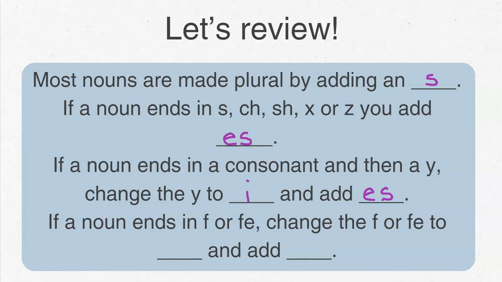If a noun ends in F or FE, change the F or FE to what, and then add what? Pause the video and think about it. If a noun ends in F or FE, change the F or FE to V, then you're going to add ES. These are how we make plural nouns that we've already learned about.